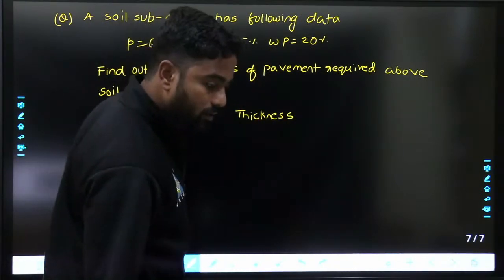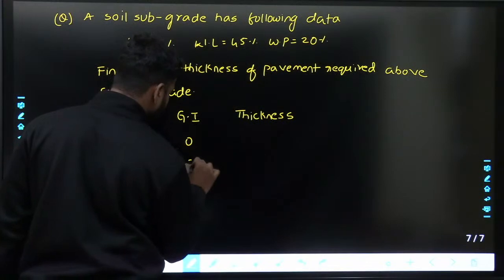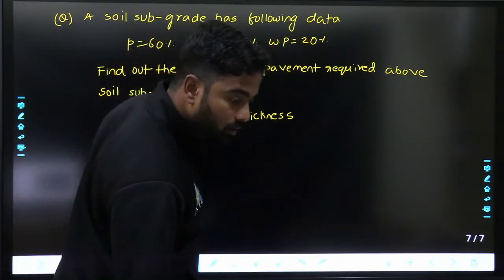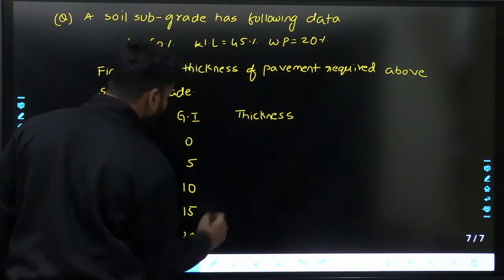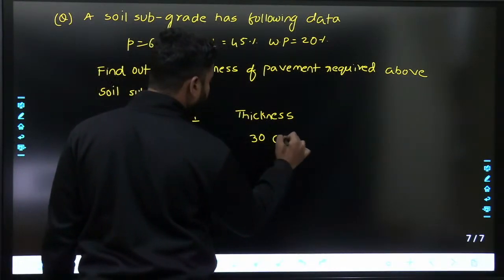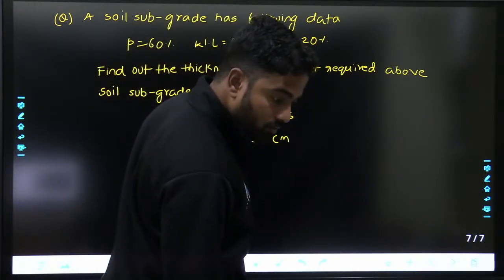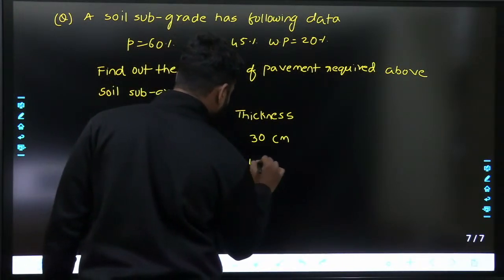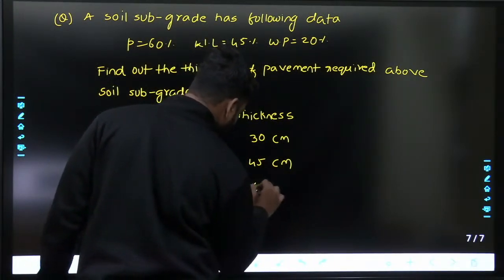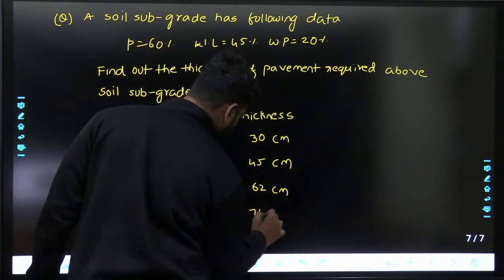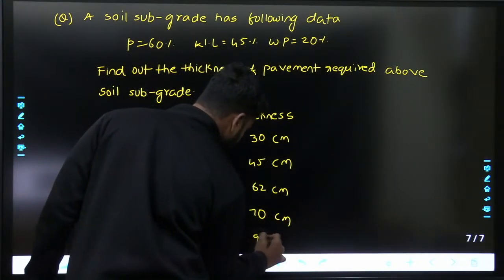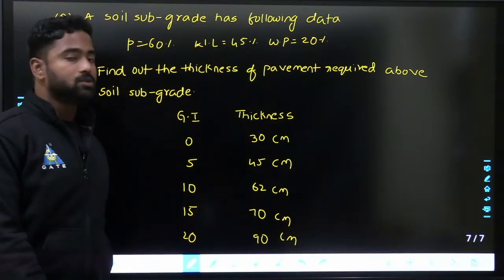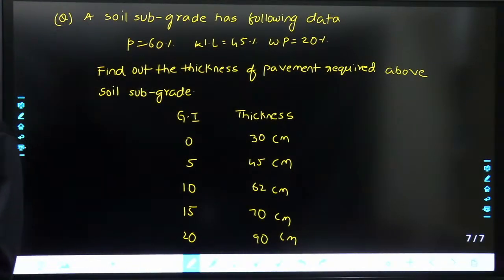Group index and thickness: 10, 15, 20, 30 centimeters, 45, 62, 70, 90. So fine guys, please solve it. Just a minute, I'll get back to you.